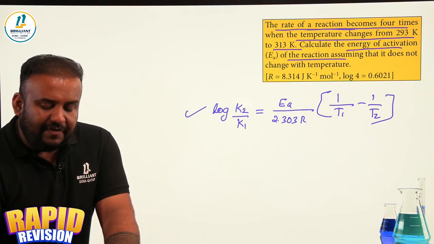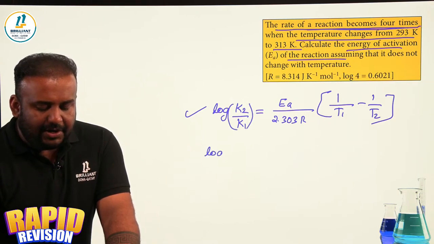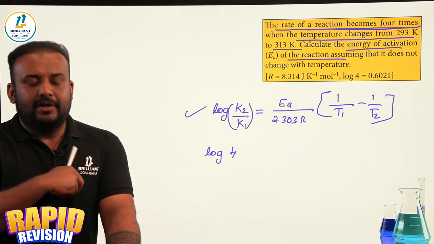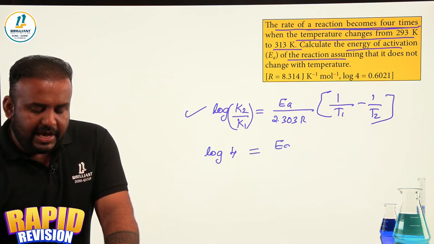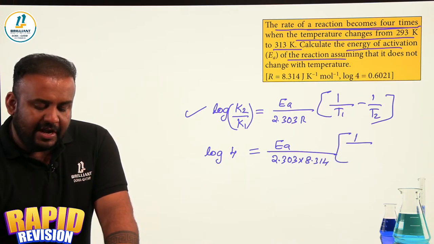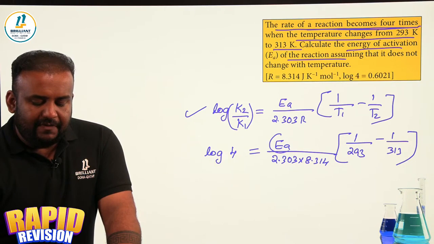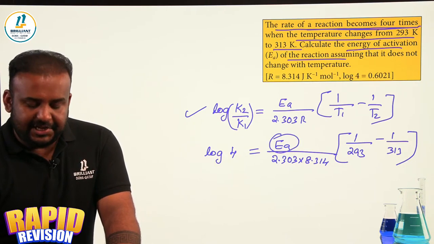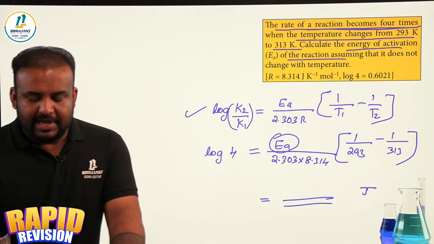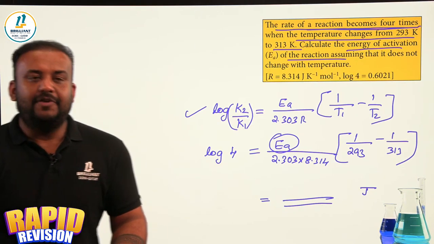What did they say? Rate of a reaction becomes 4 times, which means K2 by K1 is equal to what? 4, which is equal to EA divided by 2.303 into R is 8.314 into 1 by T1. What is T1? The first temperature, 293 Kelvin, minus 1 by the second temperature, 313. Now solve for EA. It is an energy. So your final answer will be in joules. Again, if it's big, convert it into kilojoules. Have you all understood this clearly?